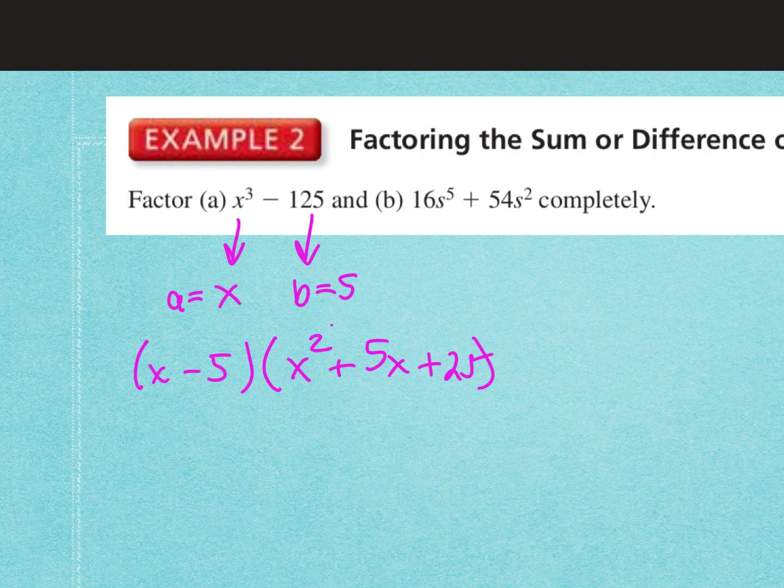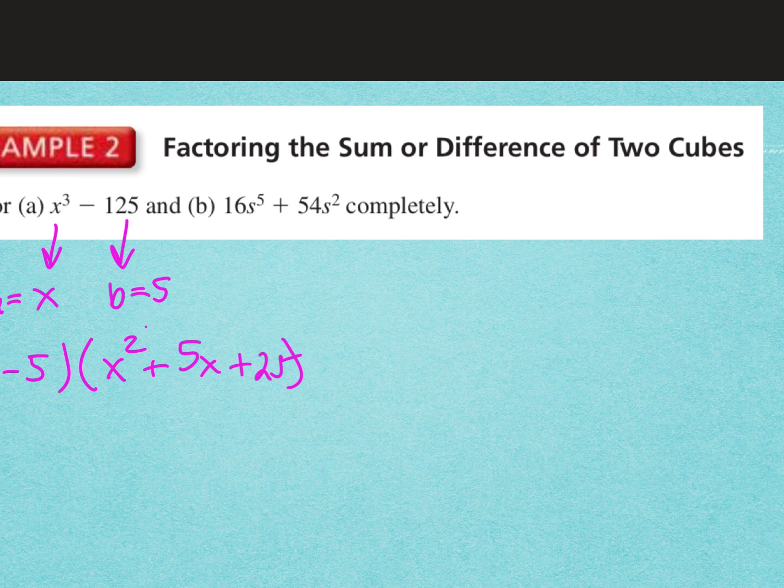All right, so let's look at B. B's a little harder. I'm going to use an X here just because I don't like using S's. So I have 16x to the 5th plus 54x squared. What's the first thing we should always look for when we're factoring? GCF. Because right now, nothing here is a perfect cube.